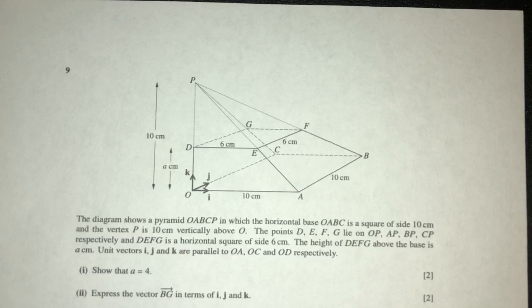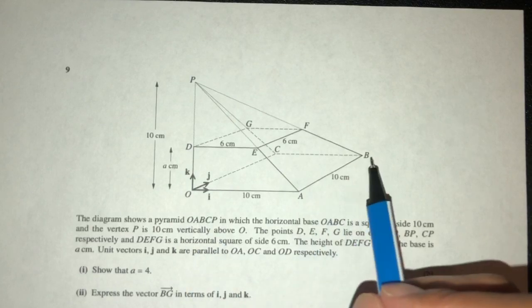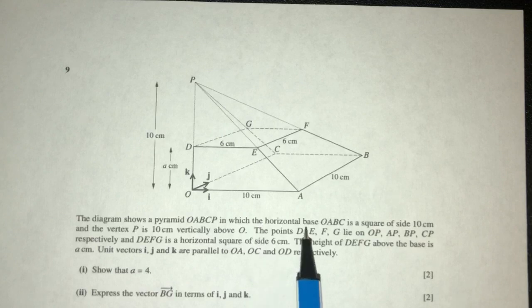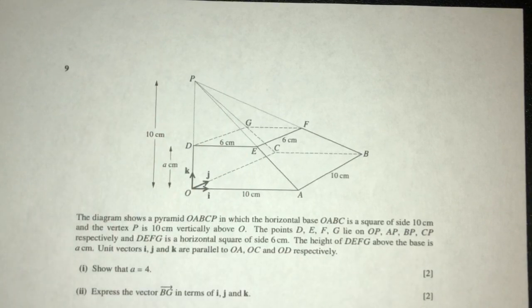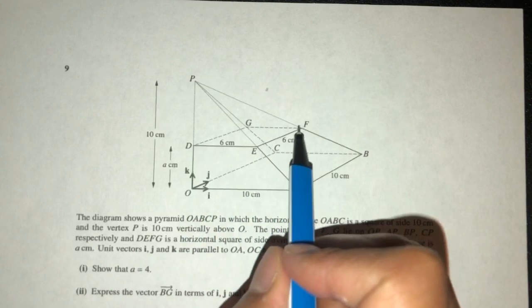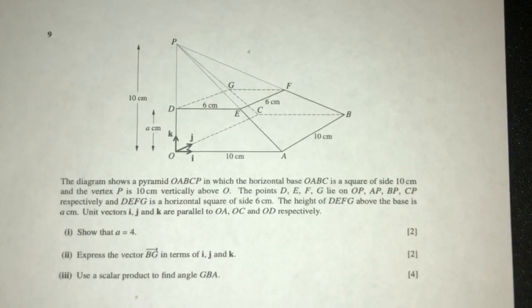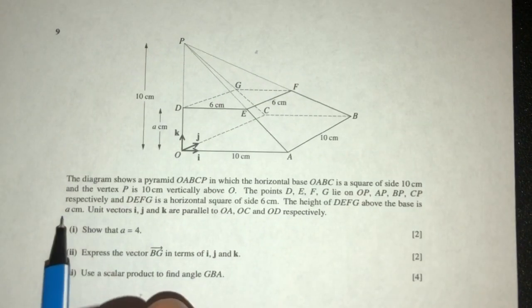The diagram shows a pyramid OABCP, in which the horizontal base is a square of side 10, 10, 10, 10. Okay, great. Now, the vertex is P, it's also 10, the length, as we can see here. The points D, E, F, G lie on OP, AP, BP, and CP. Now DEFG is a horizontal square of side 6. Now the height above the base is A. This is A.